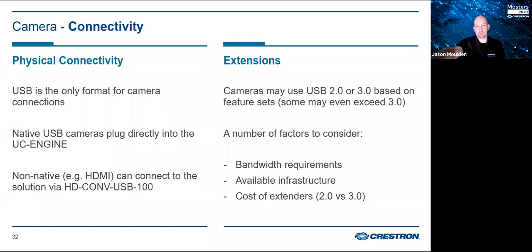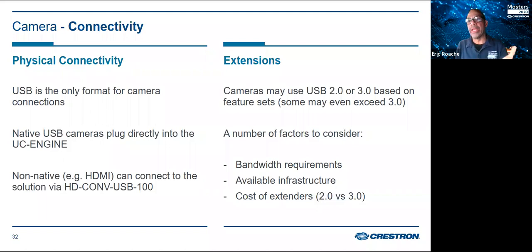It's a small device, not super expensive or anything like that, but you can use that to bring in, maybe you have a DVR or some sort of multiple camera solution that you need to bring in via HDMI. That product will do it for you. Now, in terms of extending the camera connections, cameras may use USB 2 or 3 based on the feature set of the camera. Some cameras actually are even above USB 3. And so if you're taking a camera like that that's native to USB 3 and putting it through perhaps a USB extender that's USB 2, there may be some factors there that you may need to consider.